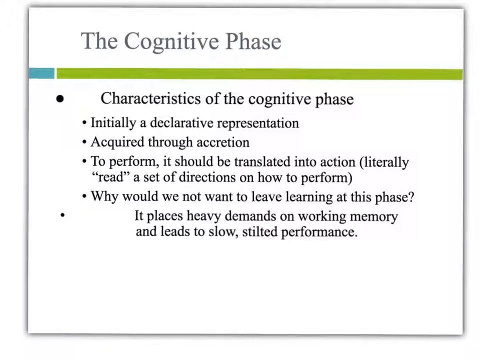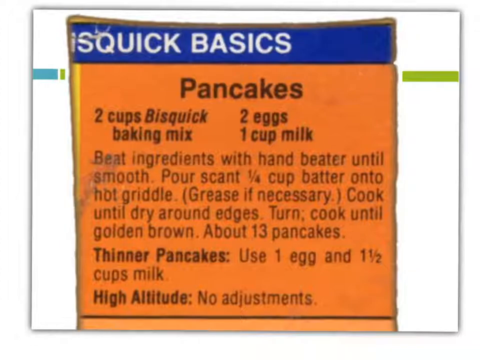Now, why would you not want to leave learning at this phase? Well, because it places a heavy demand on working memory. And it leads to slow, stilted performance because you have to stop and remember each step in the sequence. For example, when remembering a recipe, such as pancakes, as in this example, you have to remember each ingredient and step separately. And each of these is a piece of declarative knowledge that you string together into a sequence.